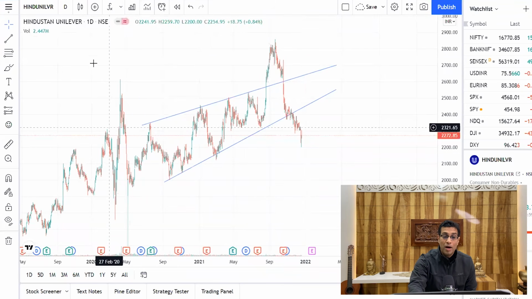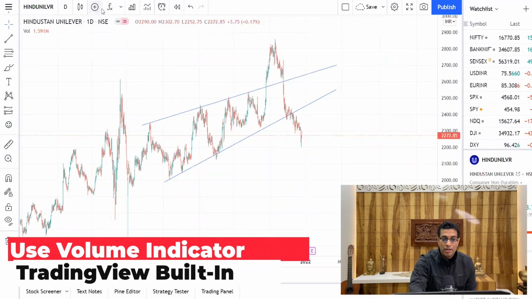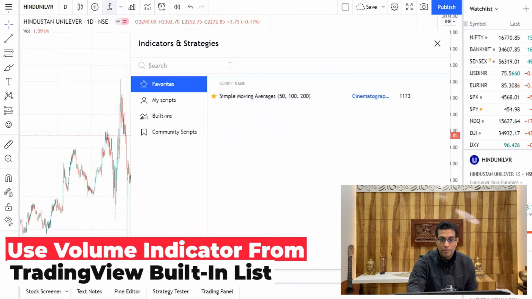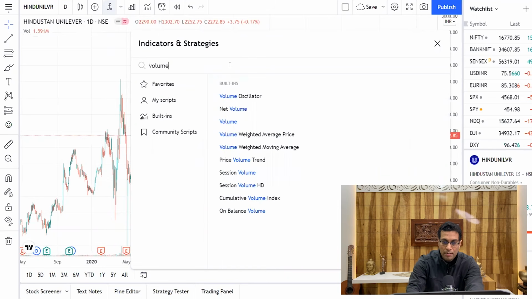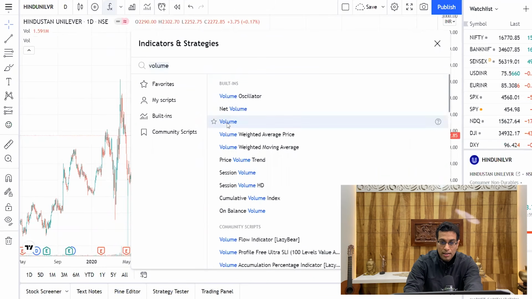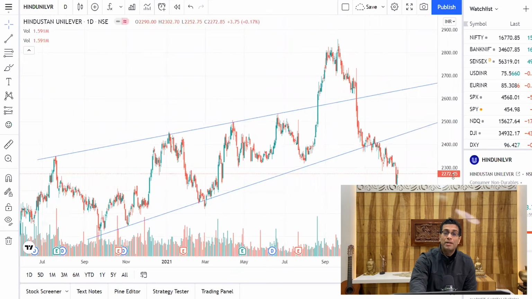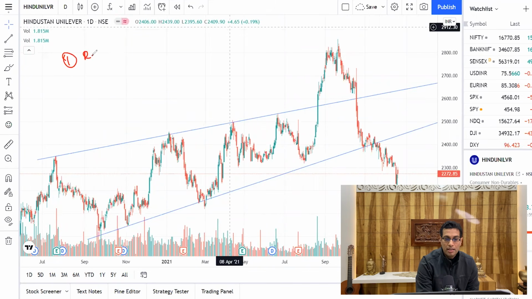And in order to identify real breakout and fake breakout, you need to use the volume tab, right? So here, if you click on functions and go to the volume tab, you will be able to integrate that into the mix. And if you zoom in, you will be able to see the volume bar also. So let us first understand what is a real breakout.